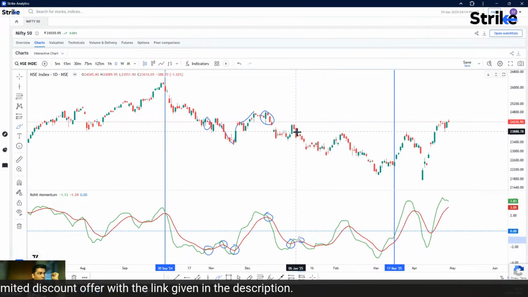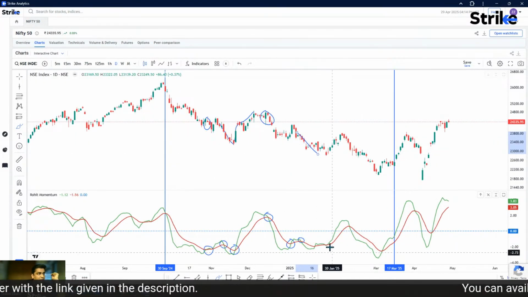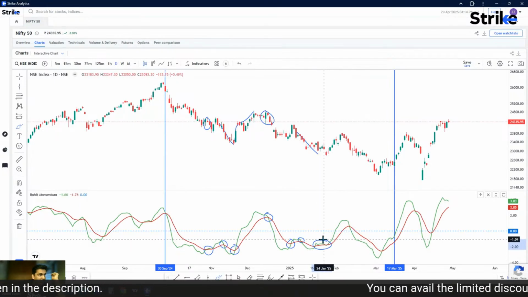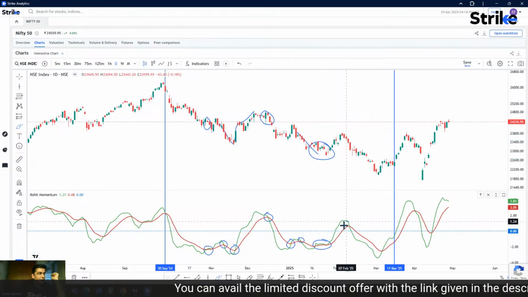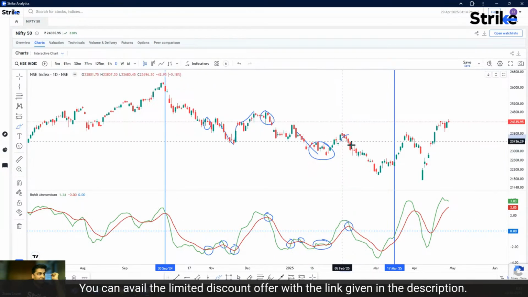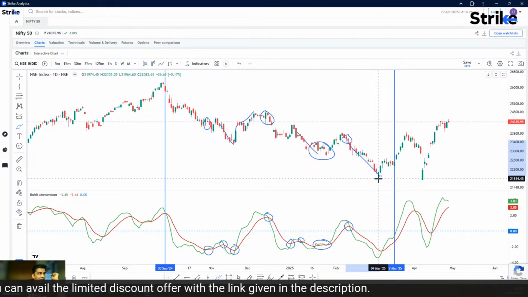Once again there was a new sell over here, and from there prices did go down. These were the new buy signals which we could have avoided, and this was a sell signal which we could have traded short over here.